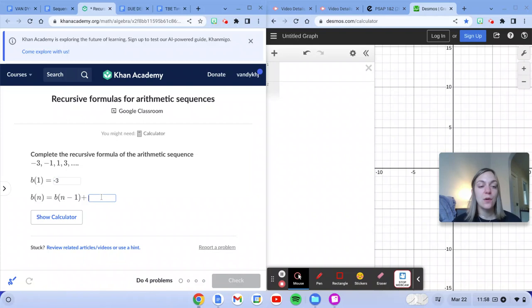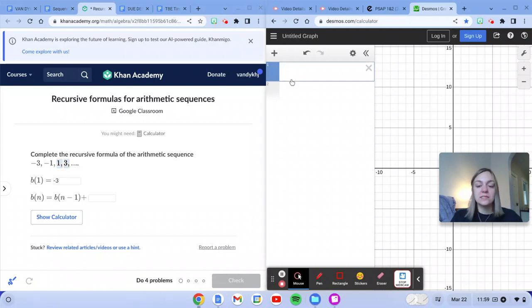Now, next out here is going to tell us what we're adding or subtracting by every time we move through these terms. So we go from -3 to -1. Sometimes it's hard for us to think in negative, so I think that would actually not be the best place to start. And go here, going from 1 to 3, what do you add by to get from 1 to 3? We know it's going to be adding 2.